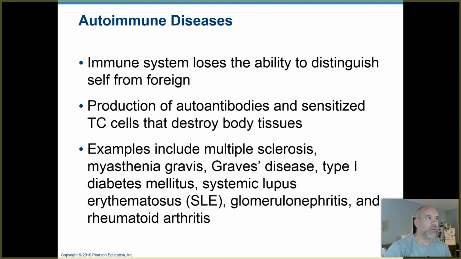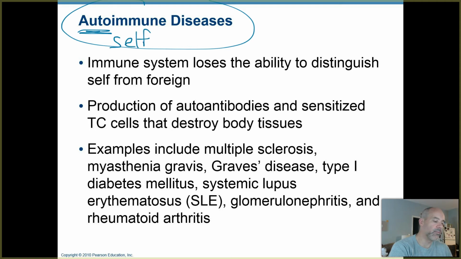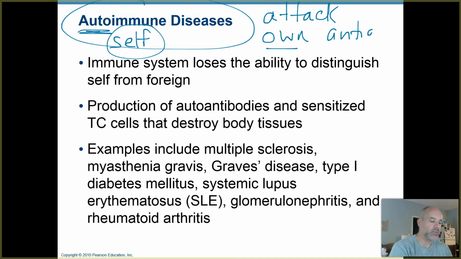So those are immunodeficiencies. Now, autoimmune diseases, and these are actually an increasing problem in the United States as well as other developed countries around the world. Auto means self in biology most of the time. So an autoimmune disease is where your immune system is attacking you in some way. You are attacking one or more of your own antigens. In a lot of cases, you make autoantibodies. Those are antibodies that attack one of your own antigens.